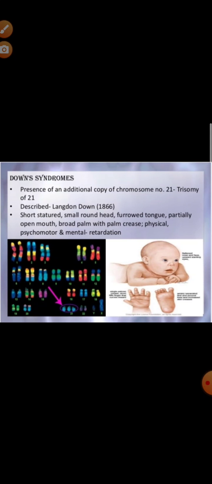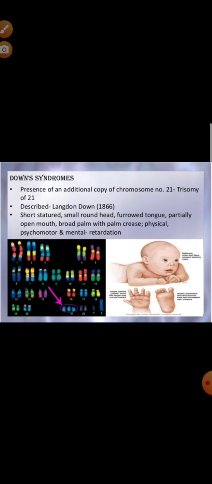So the first one in chromosomal disorders is Down syndrome. What is the cause and what are the symptoms? These two points you have to know for each type of disorder. First is the cause. We will know the cause of Down syndrome. An additional copy of chromosome number 21, or trisomy of chromosome 21, takes place.